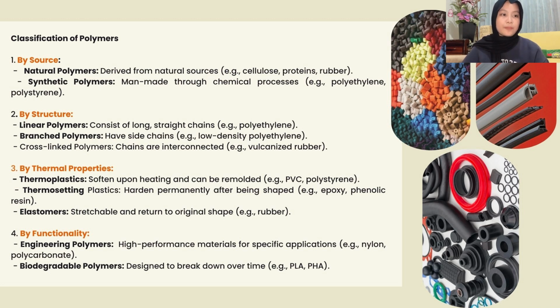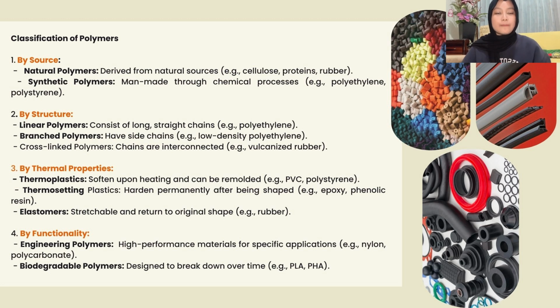Third, we can see them by thermal properties. There are 3 types of polymer in here. The first one is thermoplastic. It softens upon heating and can be remolded like PVC or polystyrene. Second is thermosetting plastics. It's hardened permanently after being shaped like epoxy and phenolic resin. And the third is elastomers, which are stretchable and return to original shape like rubber.